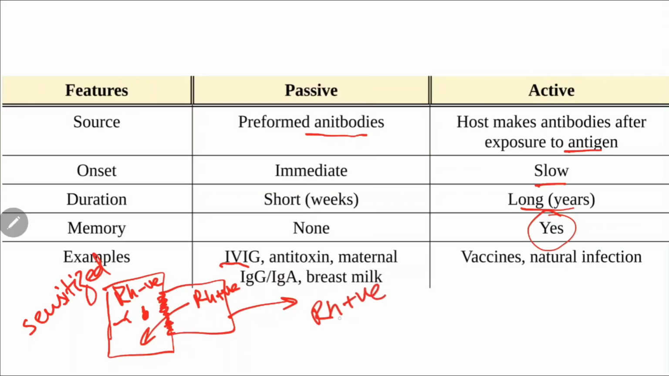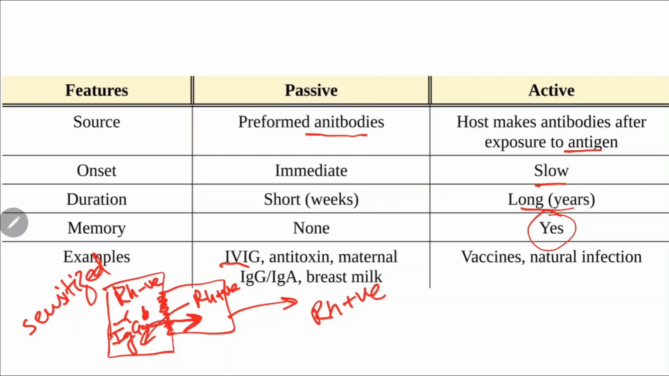Now, the reason why it is dangerous is because now the IgG antibodies that were formed from the previous exposure to the antigen can now cross the placenta and they can attack the RBCs of the baby. And this is a very high yield concept. I will be talking about this disease later on, but this is important. So when the IgG antibodies cross, they start attacking the RBCs of the baby, and that can lead to hydrops fetalis. And that's a very major complication.